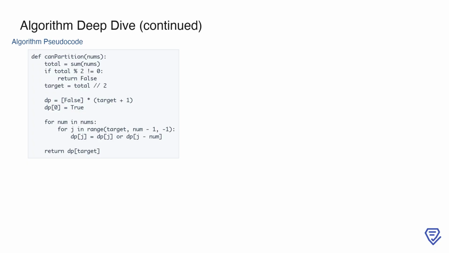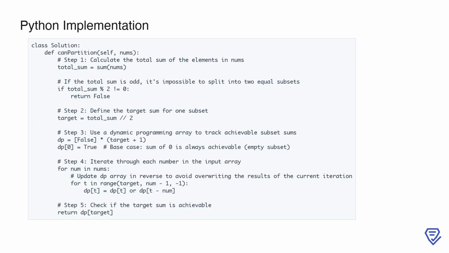After processing all numbers, the result is stored in dp[target]. If dp[target] is true, it means we can partition the array into two subsets with equal sums, otherwise, we cannot. This Python implementation solves LeetCode problem number 416, partition equals subset sum, using a dynamic programming approach. The goal is to determine if the input list nums can be partitioned into two subsets with equal sums.